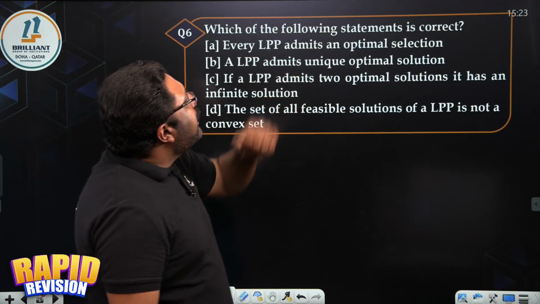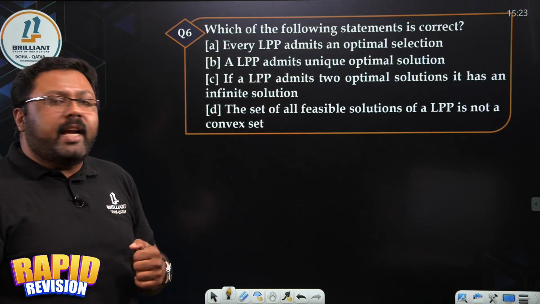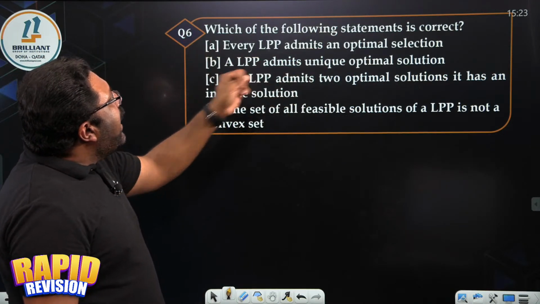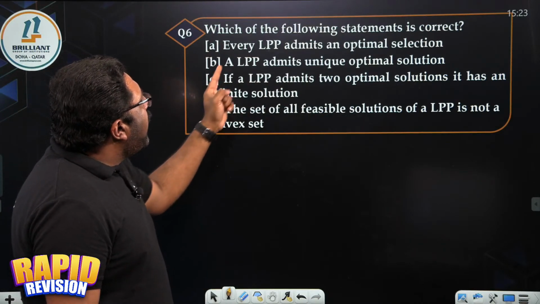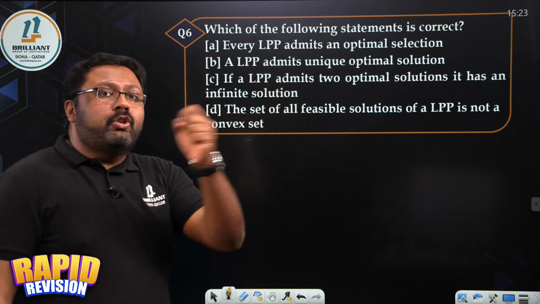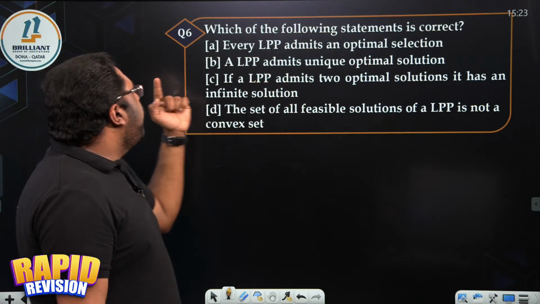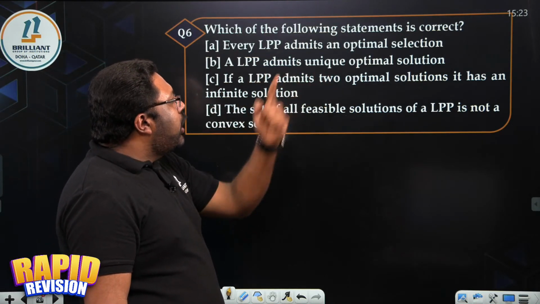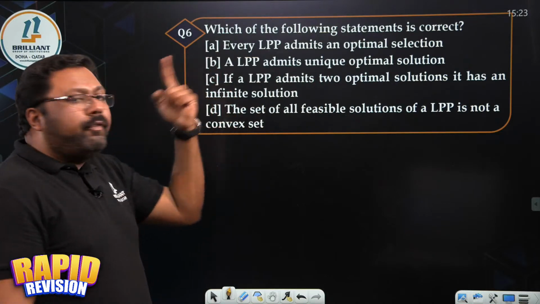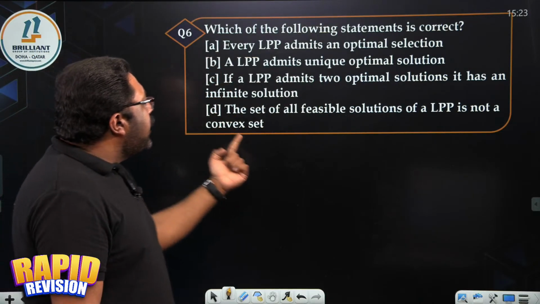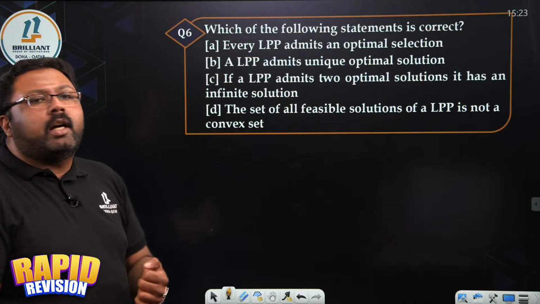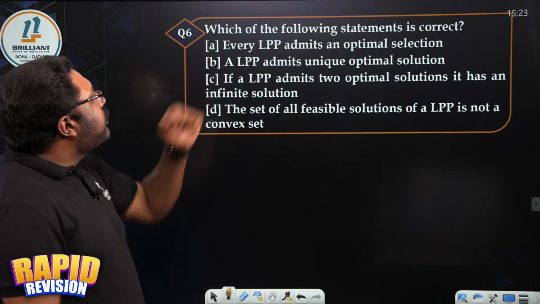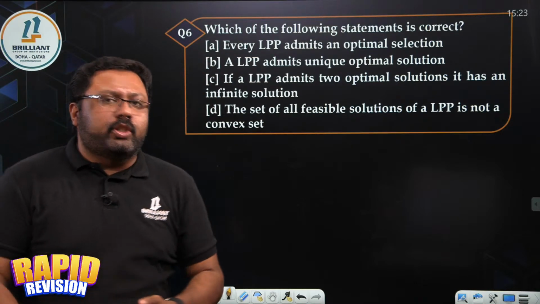Which of the following statements is correct? Every LPP has an optimal solution. Every LPP admits a unique solution. If an LPP admits 2 solutions, it has infinite solutions. The set of all feasible solutions of an LPP is not a convex set. Okay, first one. Do I always get an optimal solution?